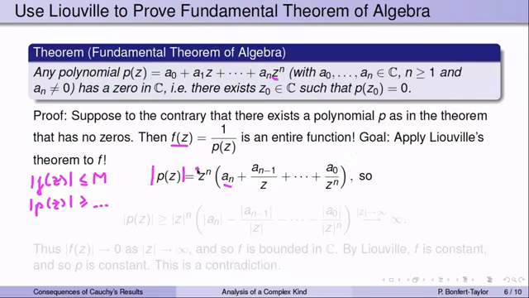So the absolute value of p of z is the absolute value of z to the n times the absolute value of what's in parentheses. And my claim is that is greater than or equal to the absolute value of z to the n times, I put absolute values around the individual terms and negative signs in between them. And what I'm using here is the reverse triangle inequality, which you may or may not remember.